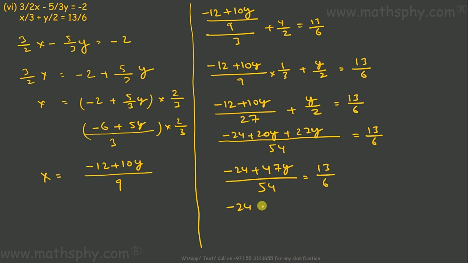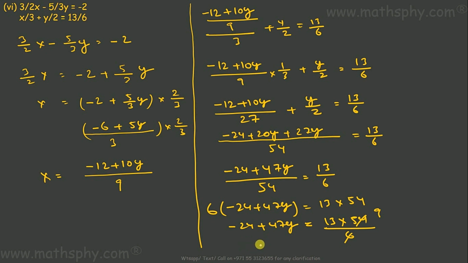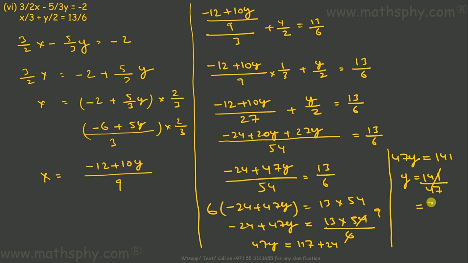So negative 24 plus 47y into 6 equals to 13 into 54. So negative 24 plus 47y equals to 13 into 54 over 6. So this would be 47y equals to 13 into 9, 117, plus 24. So 47y is equal to 141. 117 plus 24 gives you 141, so y would be 141 over 47, which is 3. 47 into 3 is 141, so y is equal to 3.